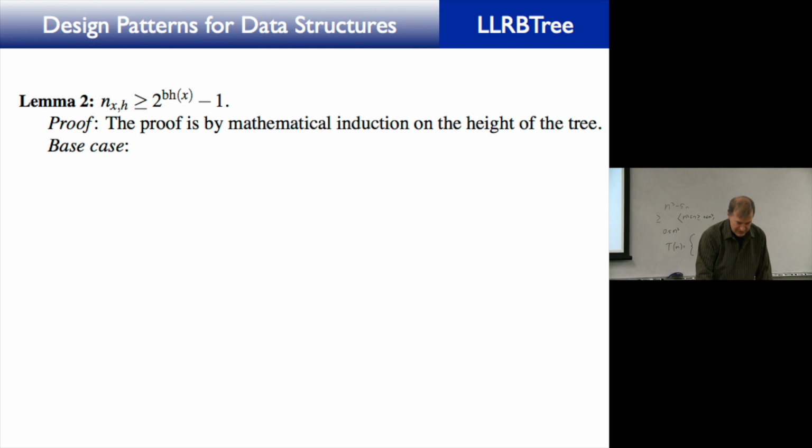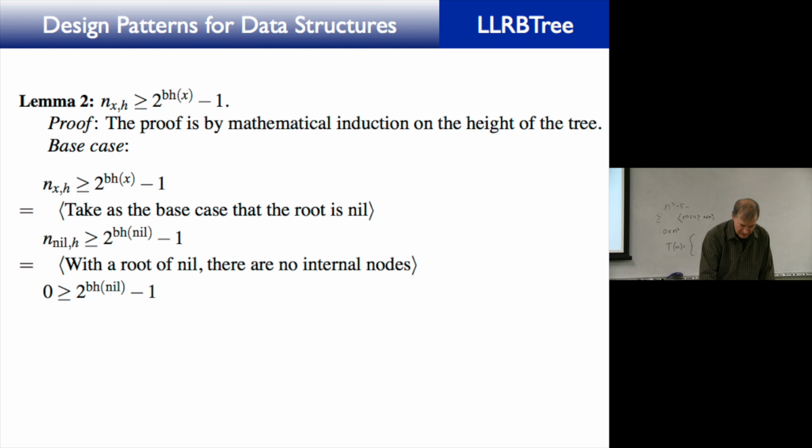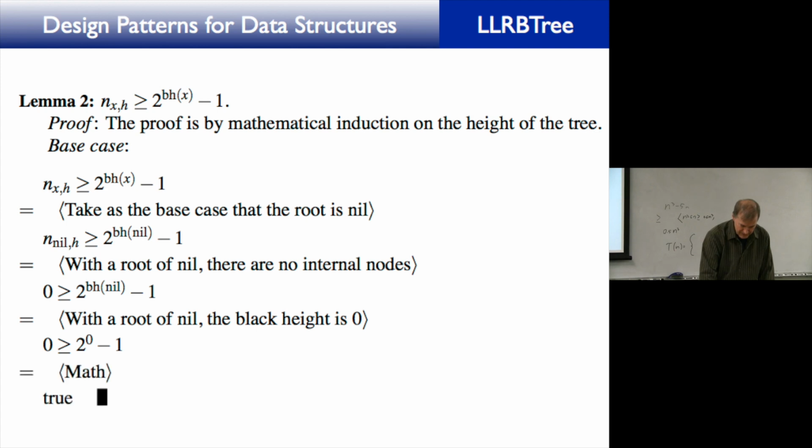So here's the base case. N of x comma h is at least 2 to the black height of x minus 1. Take the base case that the root is nil. So that's the black height of nil. But with the root of nil, there are no internal nodes, so it's 0 to the black height of nil. With the root of nil, the black height is 0. So boom, boom, boom. That's true.